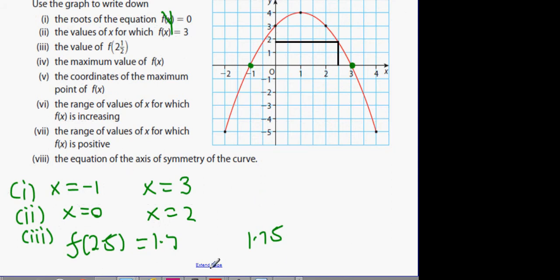Okay guys, number 4. The maximum value of f of x. What is the maximum y value? Maximum y. 4. Okay, part 5. Find the coordinates of the maximum point. What's that? Coordinates of the maximum point. 1, 4.